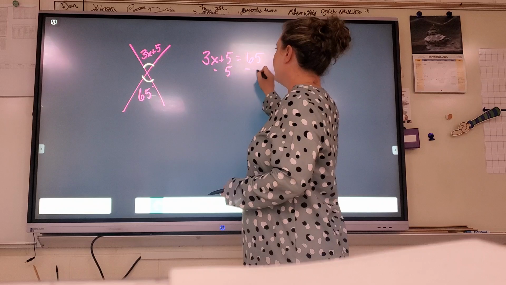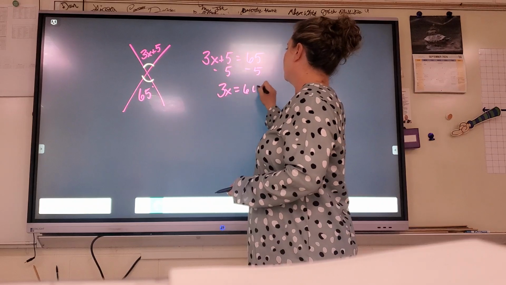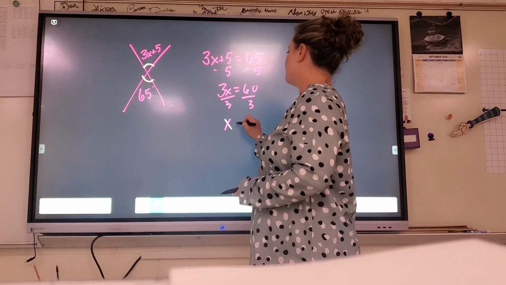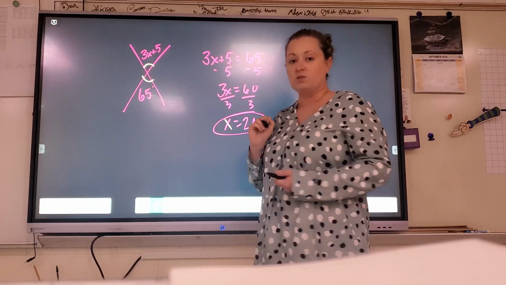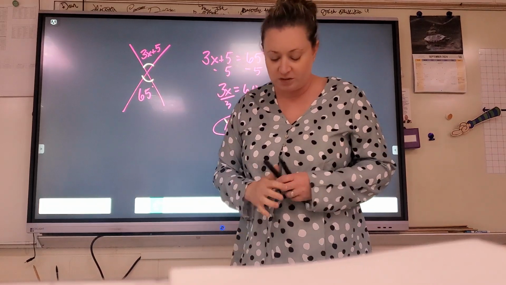So subtract 5, divide, and you get that x equals 20. So that shouldn't be too bad.